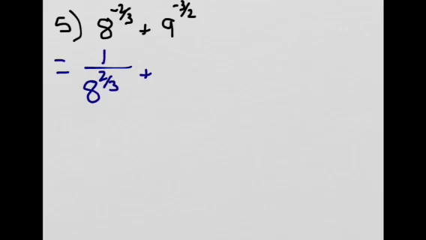Now when we're dealing with this fraction, the 3 means what number times itself 3 times gives you 8, and when you get that answer, you have to square it, because we've got a power of 2 on the top line. You do the same for the 9 to the power of minus 3 over 2, make it 1 over, think what number times itself gives you 9, and then you cube that answer. It'll give you a set of fractions, and then you need to find a common denominator and fully simplify.